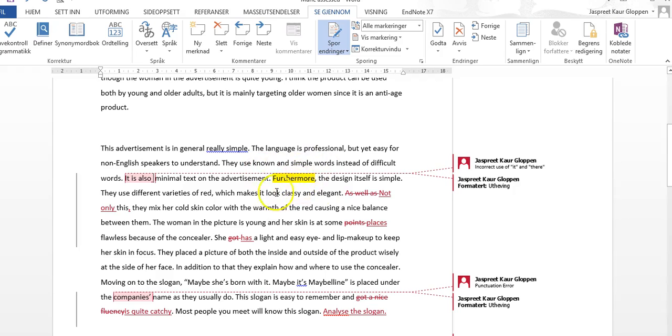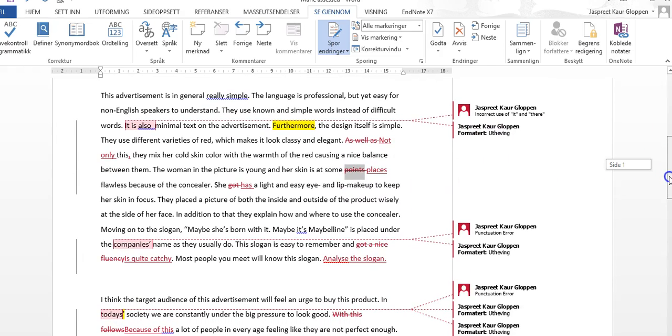I like that you use the linking word furthermore here, but here you are saying as well as this. That's not correct. You need to say not only this. They make sort of color, gold skin color, and then go through these mistakes here. I've corrected them. You're using words incorrectly. At some points on her face, you want to say at some places. She has a light and easy makeup.